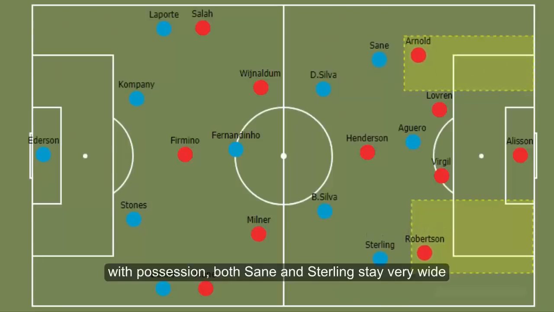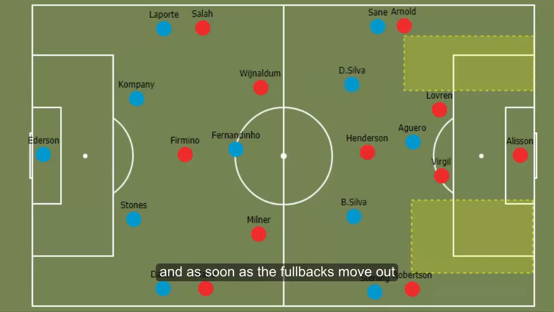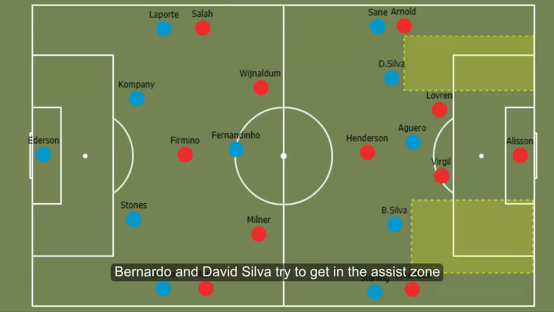With possession, both Sane and Sterling stay very wide, as they try to stretch the opposition defense by pulling the fullbacks out of their positions. And as soon as the fullbacks move out, Bernardo and David Silva try to get in the assist zone.